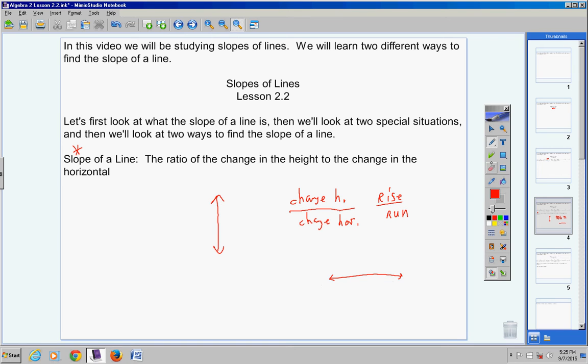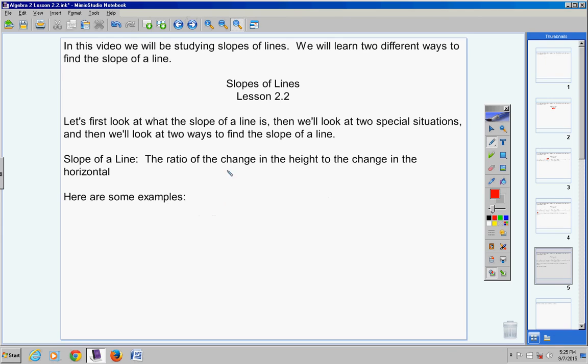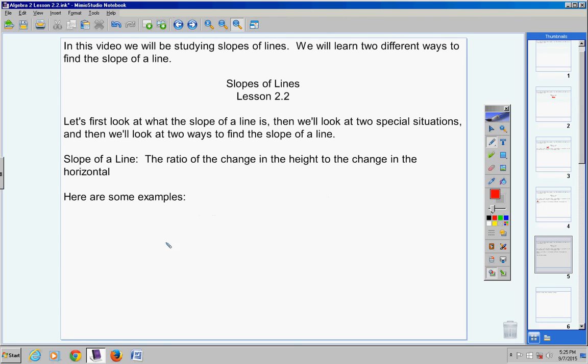Okay? So, if what I just said there is a little confusing, you're okay. Just copy this definition down, and we're going to move on. But the slope of a line is the ratio, that means a fraction, of the change in the height to the change in the horizontal. Okay? Now, here are some examples, so please copy these down.